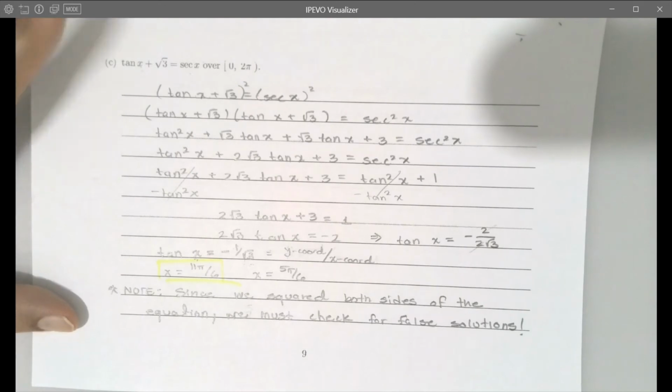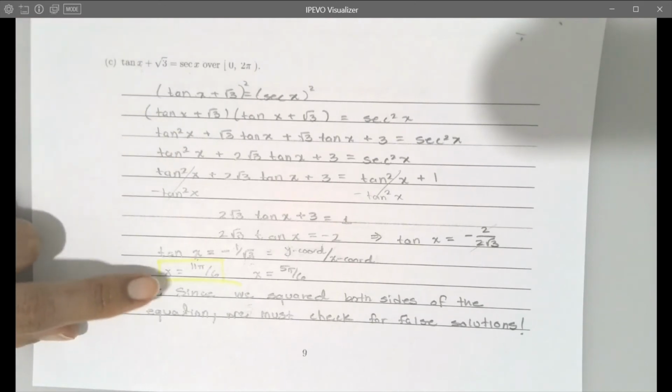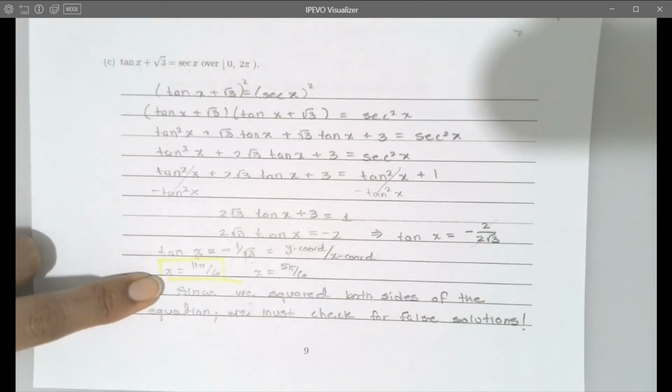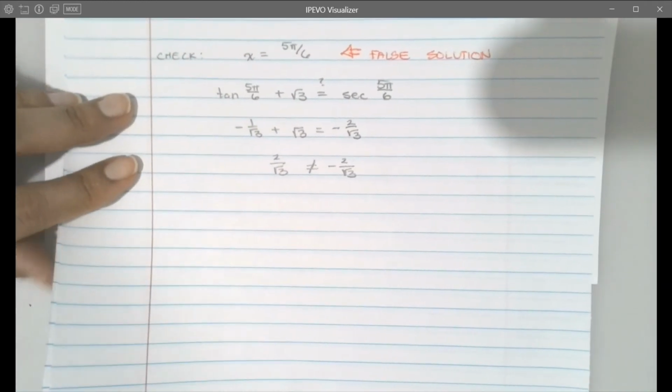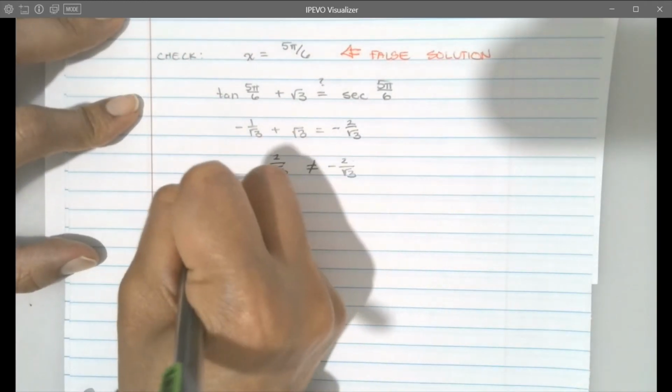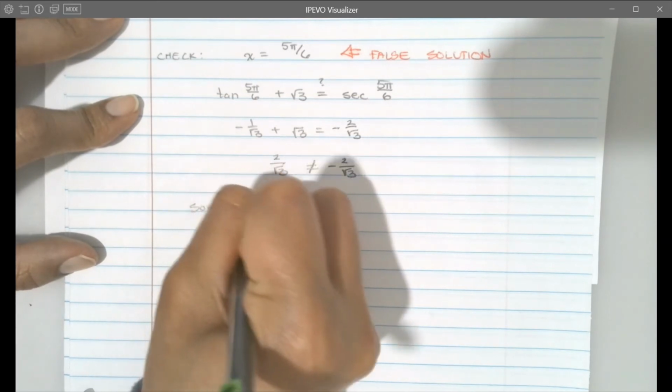So for our final answer, we're only going to have one solution, the 11 pi over 6, which I'll write here on this page as a solution set.